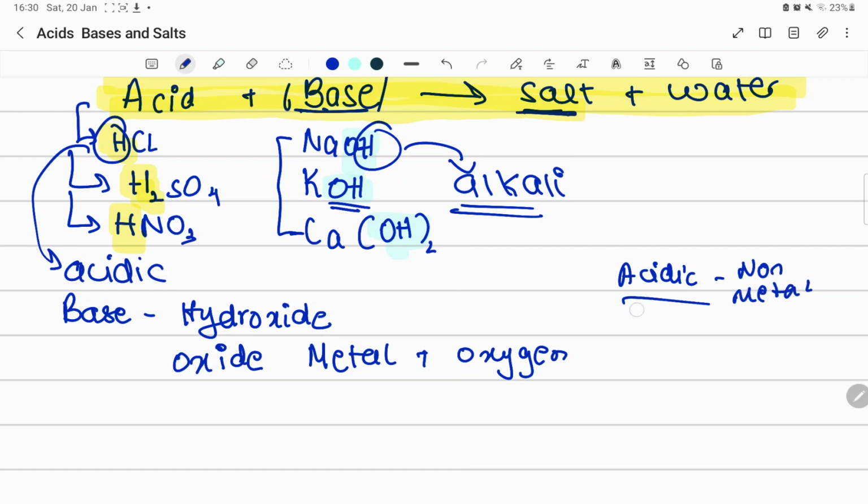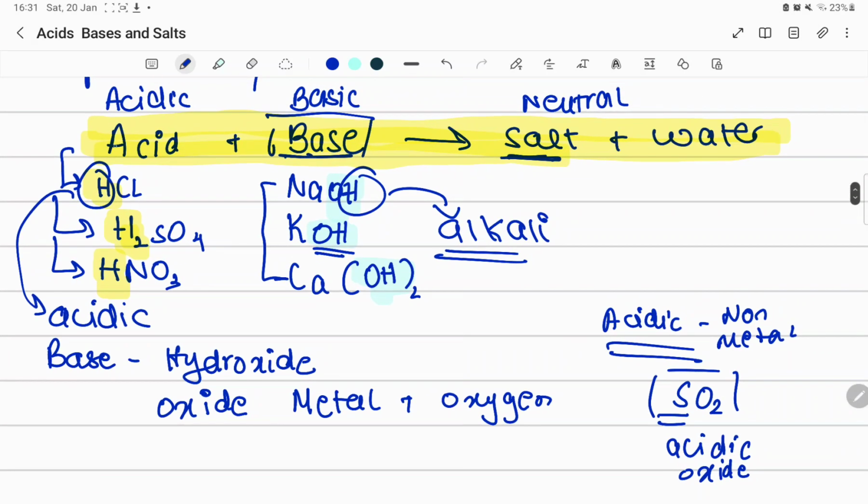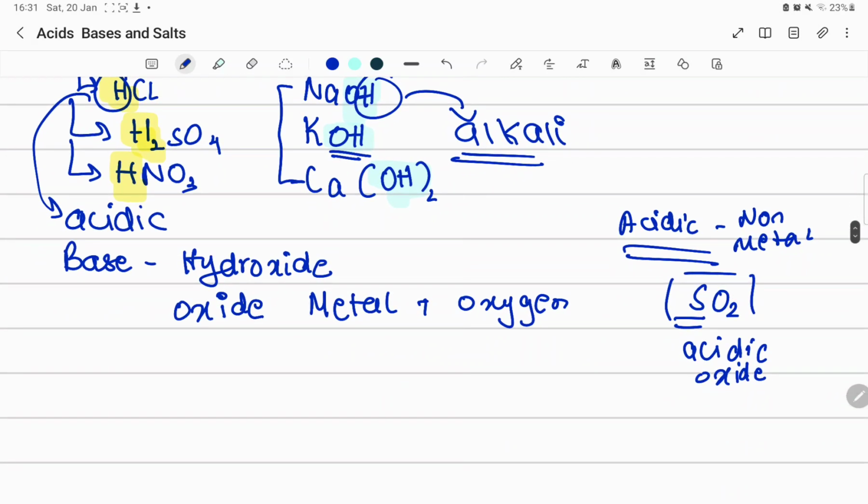Now, is this an acid itself? No, it isn't. For example, sulfur dioxide. Sulfur is a non-metal, and it is with oxygen. This is an acidic oxide. Now, you do not see hydrogen over here, but you know that this is an acidic oxide because it is oxygen and a non-metal. Therefore, it will still follow the same equation over here. When you put this acidic oxide with some base, you're still going to get salt and water. An example of a basic oxide would be magnesium oxide or calcium oxide.